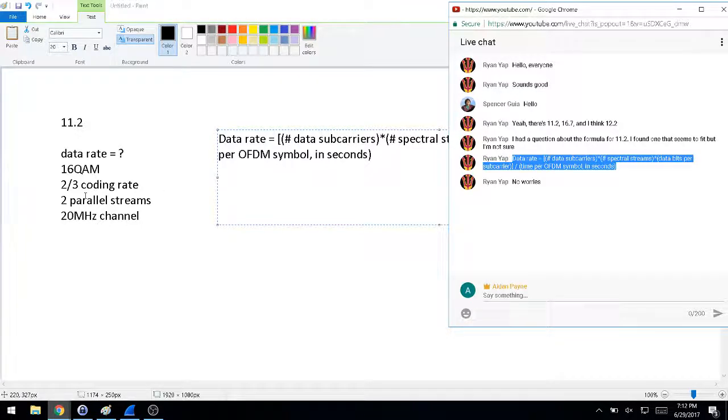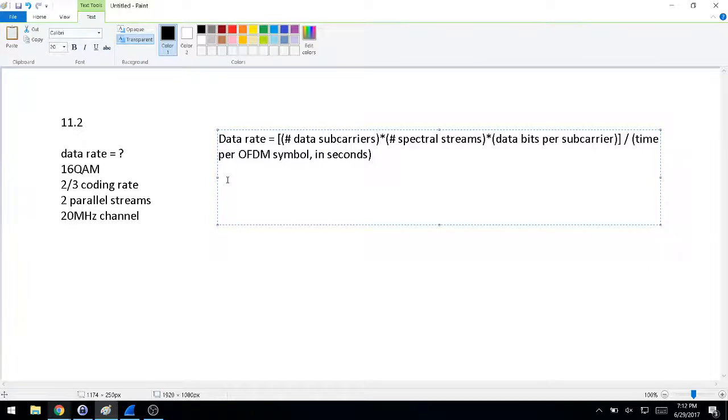So we'll have data rate equals, and so we have 48 subcarriers per 20 megahertz. Or we can just write 48 subcarriers, because that's what we're given for this channel. Our single channel of 20 megahertz has 48 subcarriers. And then, to continue with Ryan's formula, we have the number of spectral streams, and we've been given that there are 2 parallel streams. So we have 2 streams.